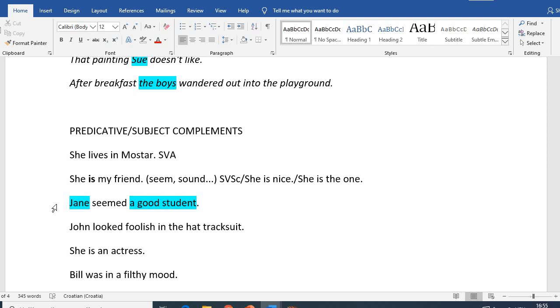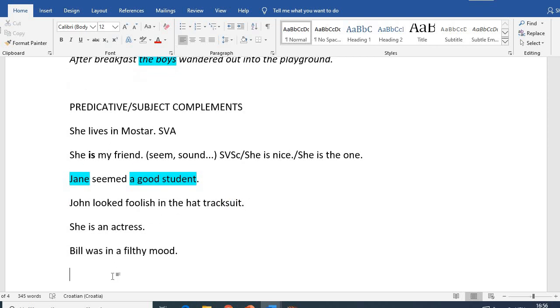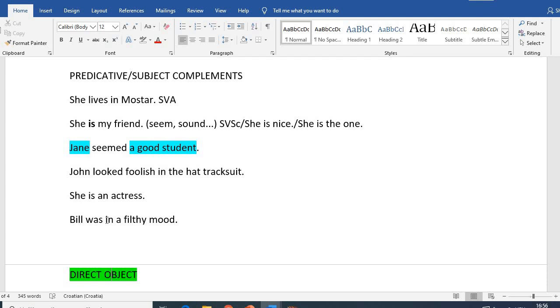So these are some examples. Jane seemed a good student, or seems, or looked, John looked foolish. It's an adjective. This is a noun phrase. This is also a noun phrase. And Bill was in a filthy mood. So be careful with this one, because this is subject complement, and as a category, this is a prepositional phrase, in a filthy mood.